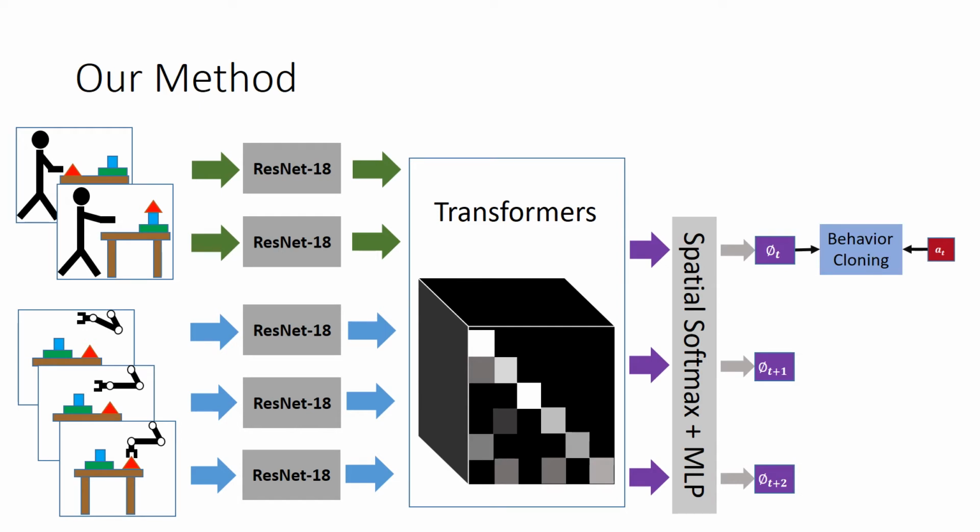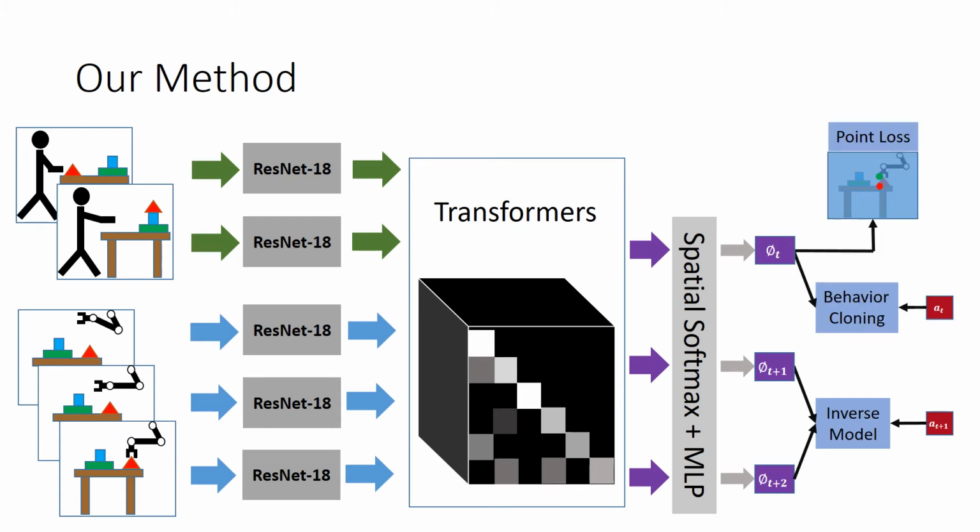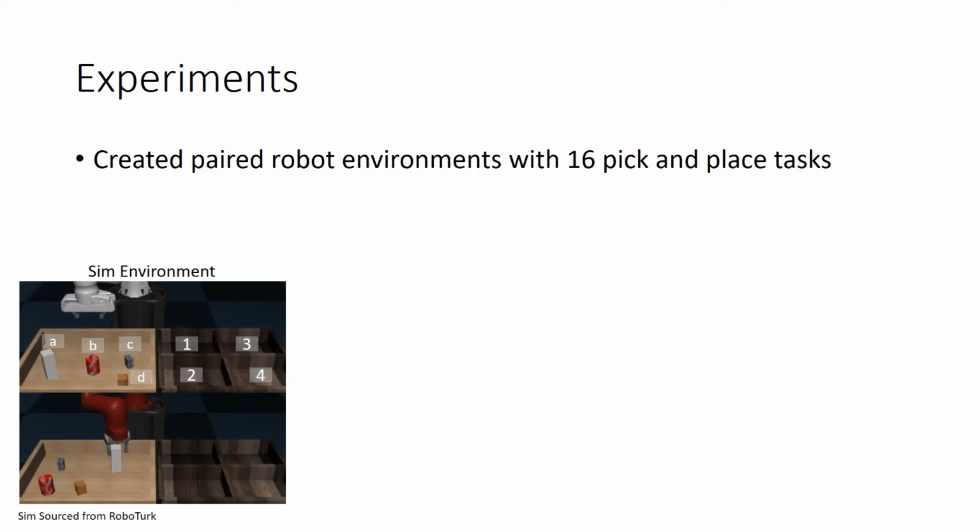What losses should we use to supervise this? Since we have optimal actions, a behavior cloning loss is an obvious choice. However, behavior cloning alone may not encode all relevant details into the embedding. So to ensure that the representation preserves dynamics information, an inverse model loss predicts in-between actions from subsequent representations. And finally, we add an optional point loss which predicts 2D pixel locations of the target agent's end effector in the future. Our method is experimentally evaluated in simulation.